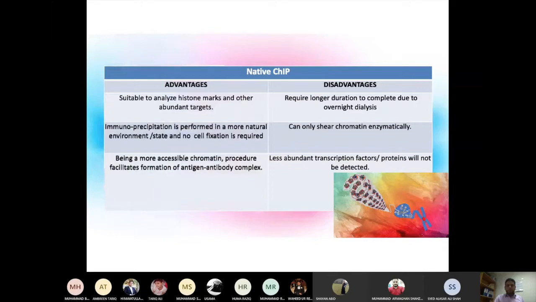There are advantages and disadvantages of this technique. For example, it is suitable to analyze histone marks and other abundant target proteins. Moreover, it does not require cell fixation. It's a more natural environment, so you do not have to fix the cells, and you are not going to dehydrate them.